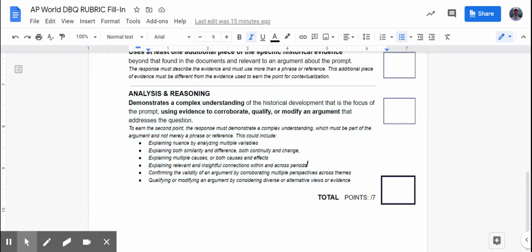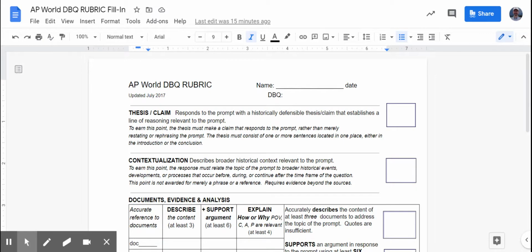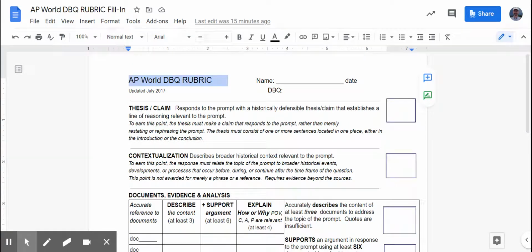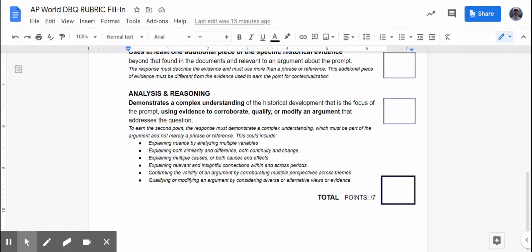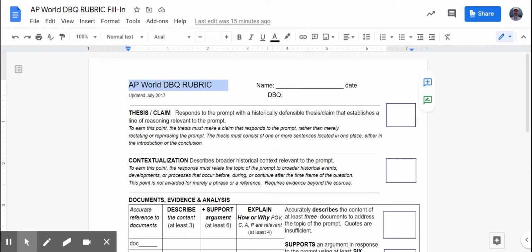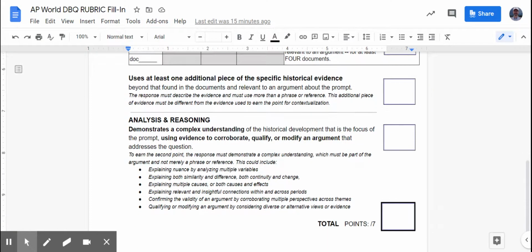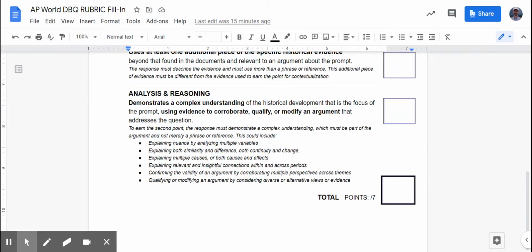All right. Now, that's the DBQ rubric for AP World. As I said, there are 7 points. You get 1 point, either you have it or you don't. However, on our rubric that I use for grading you, I give you credit for partially fulfilling each of these. And so you can get a little bit higher points.